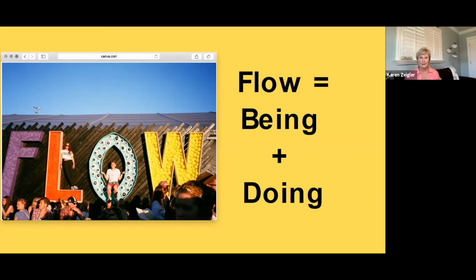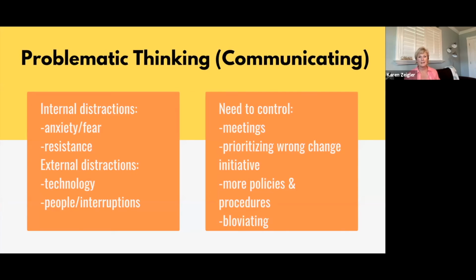The next slide is on problematic thinking. Yes, here we go. So problematic thinking and communicating, remember, is the organizational equivalent of thinking. It is how our thoughts come into form. So on the individual side, or the leader side, the problematic thinking comes in two forms: internal distractions, which are anxiety, fear, and resistance, and external distractions, which can include technology. I'm talking about more than just your notifications popping up. I'm talking about systems not working, systems not being smooth and user friendly, but then also people interruptions and lack of boundaries or lack of being able to contain the time that you need to work.